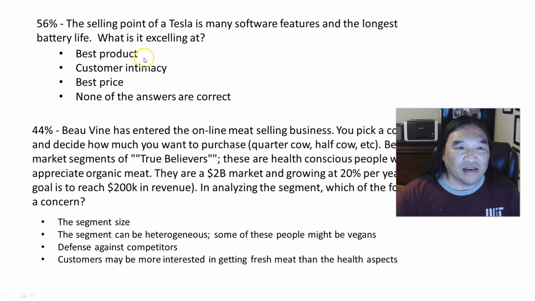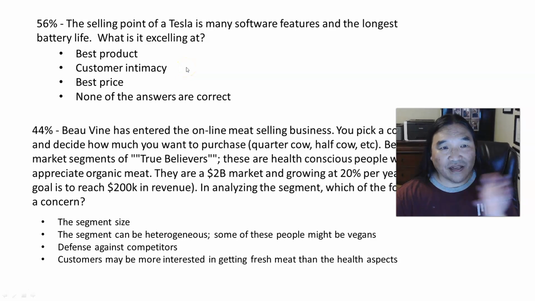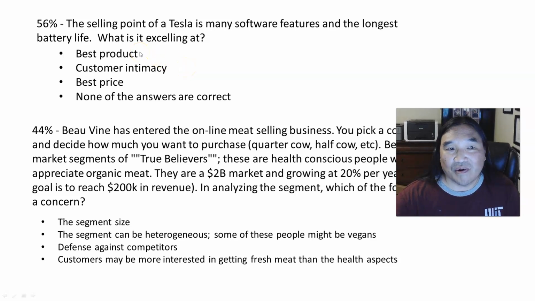Is it the best product? Is it customer intimacy? Do I know the customer better than anyone else? Is it the best price? None of these answers are correct. Well, Tesla has many software features and the longest battery life. The fact it says longest means that it's better than anybody else, so it's the best product. And so that's the answer.